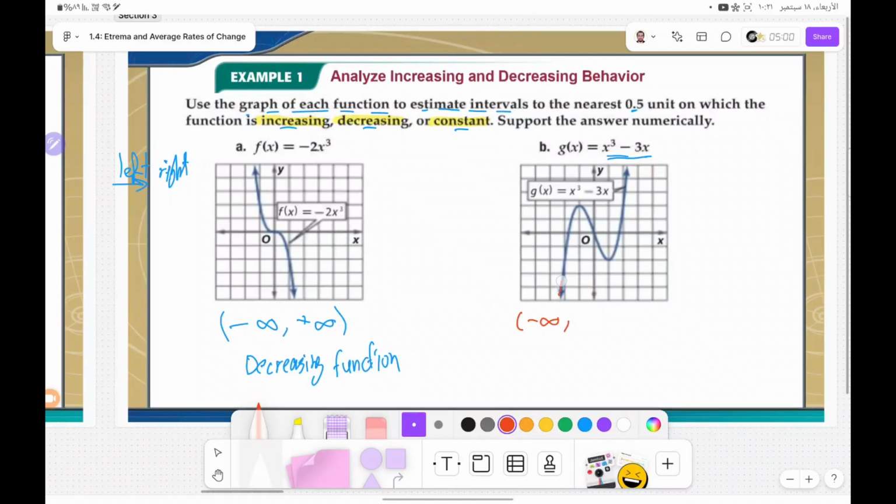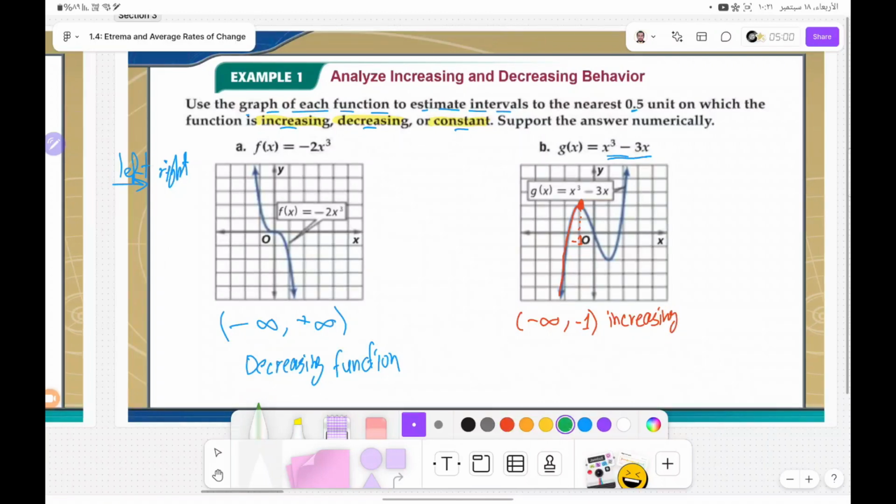This one is increasing until we reach this point. As you can see, at this point it then goes down. So what is this point on the x-axis? This one is negative 1. So from negative infinity to negative 1 is increasing.